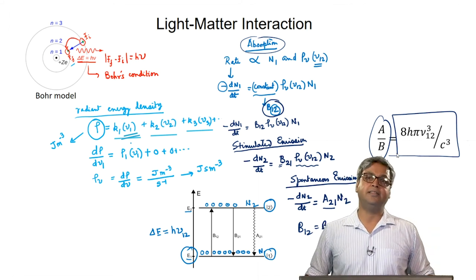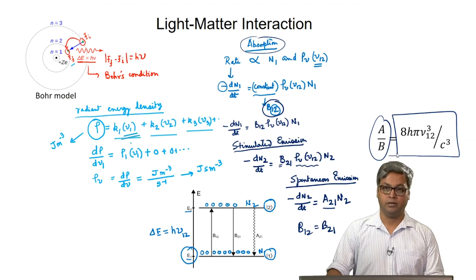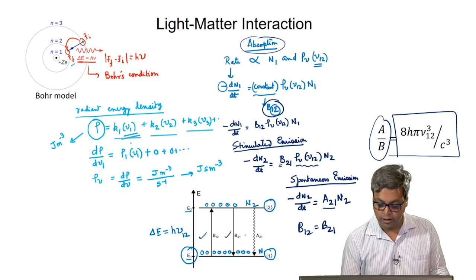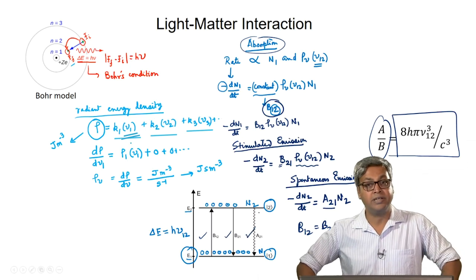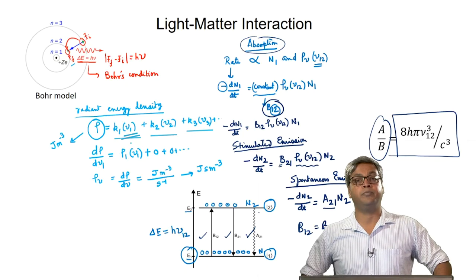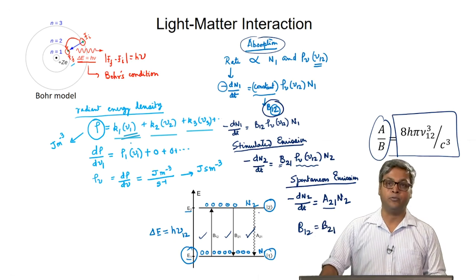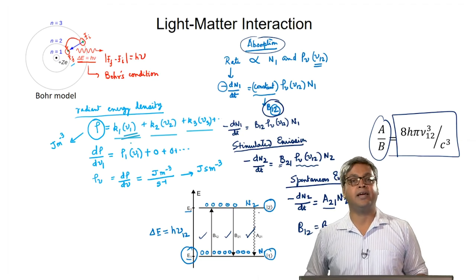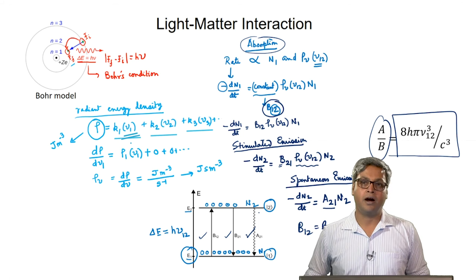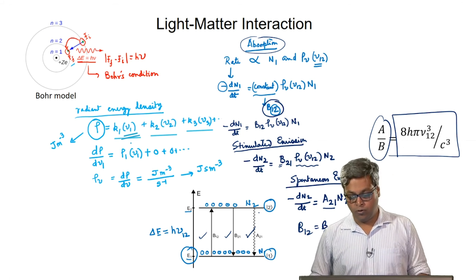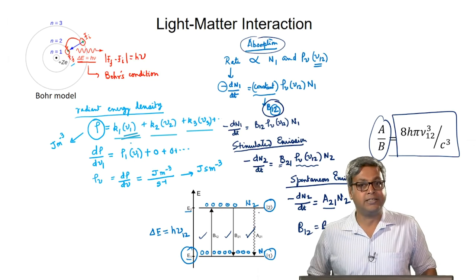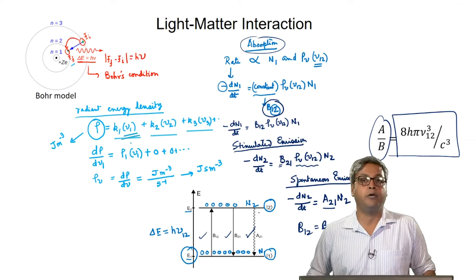Later on, it was seen that Einstein's assumptions of these absorption, stimulated emission, and spontaneous emission processes can be justified using time dependent quantum mechanics. However, the elegance of Einstein's approach is that no quantum mechanics is required, except that the energy levels of the atoms are assumed to be quantized. So, now we have come to the end of this lecture. We will end this lecture by solving a couple of problems.